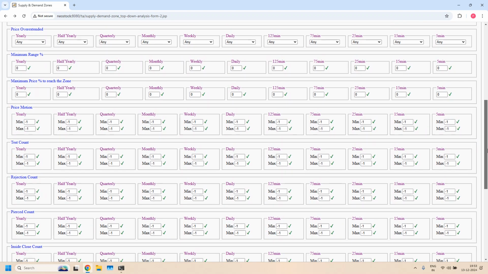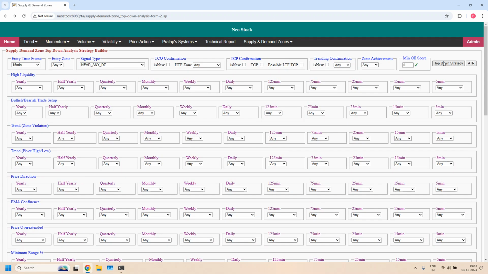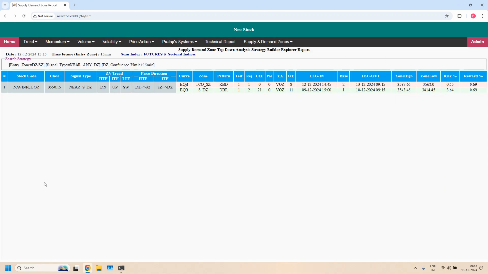Let's identify whether any of these 2 stocks are having ITF demand zone confluence. That is 15 minutes with 75 minutes demand zone confluence. I am enabling the filter. So one stock, this is Navin Fluorine, is having an ITF confluence. That means the 15 minutes demand zone is part of the 75 minutes demand zone.